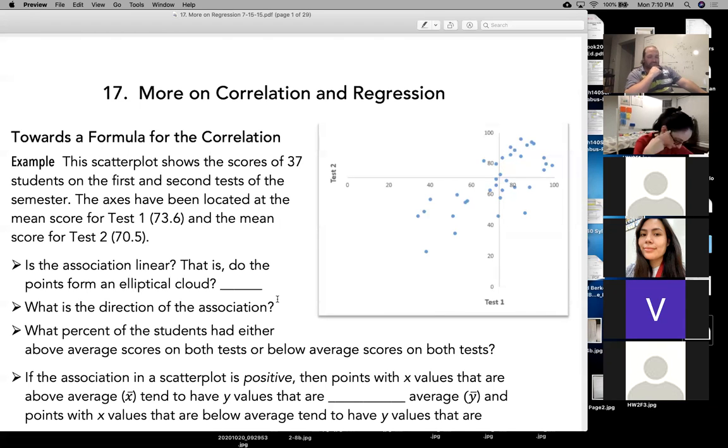And then it says, what percent of students had above average scores on both tests or below average scores on both tests? So look at the dots and answer that question. What percentage had above average scores on both tests or beneath average scores on both tests? What would you say based upon that scatter plot? Well, it doesn't look like it's completely 50-50. Well, remember, it's not asking for one or the other. It's saying in total, what percent of the students had scores either above on both or beneath on both?